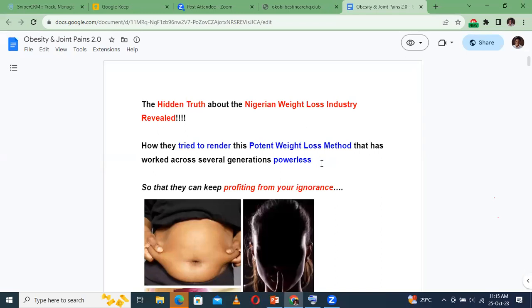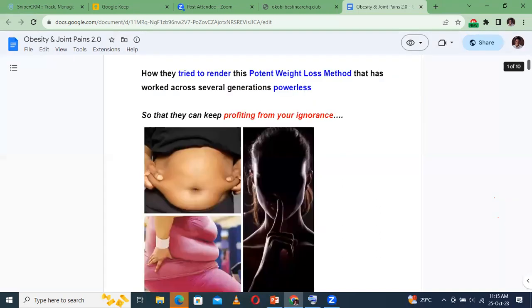If you look at this well, this headline is catchy enough for somebody that's been trying a lot of things to get rid of their weight but has not been successful. Do you understand? You're telling the person that the weight loss industry is trying to render this potent method powerless so they can keep profiting from the person's ignorance. The person will be curious enough to know what is in the copy. So now let's go on.